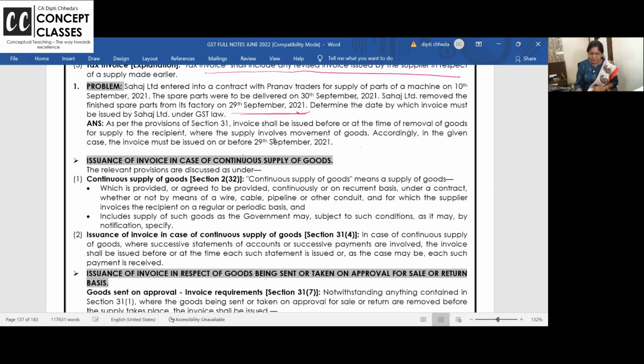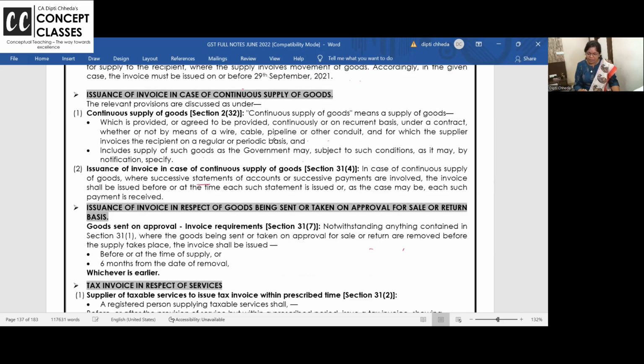Continuous supply of goods means supply of goods which is provided or agreed to be provided continuously under a contract, whether or not by means of wire, cable, pipe and all, and includes supply of goods as government may decide. In case of continuous supply, where statement of accounts or payments are involved, invoice shall be issued at the time of each statement issued, or as the case may be, payment is received. Either statement is issued or each payment is received, whatever it is.